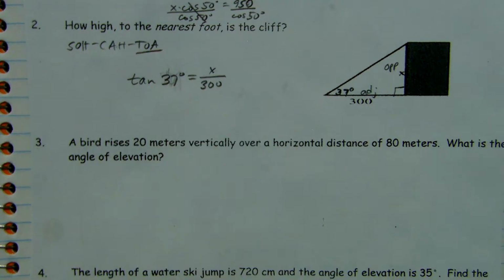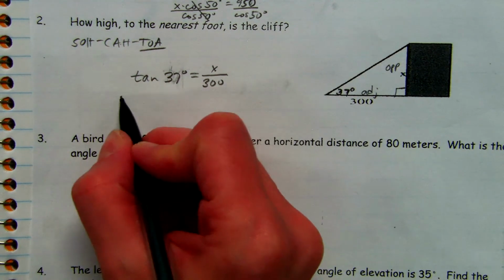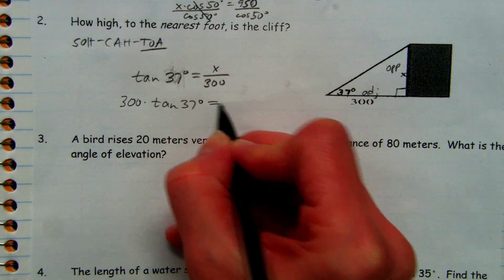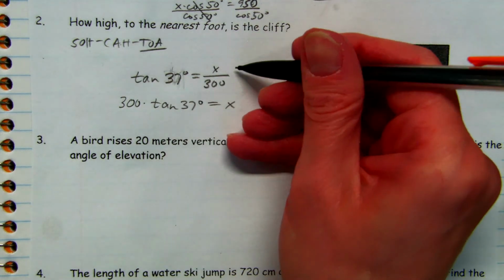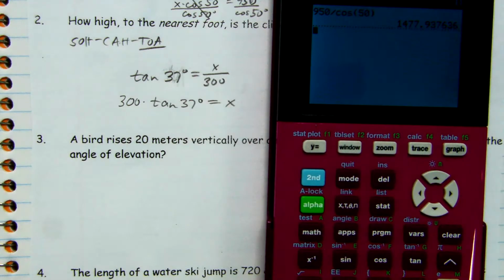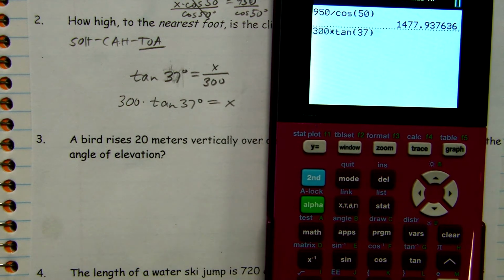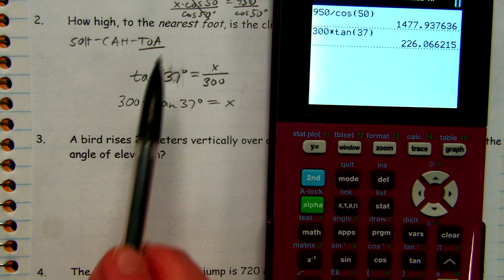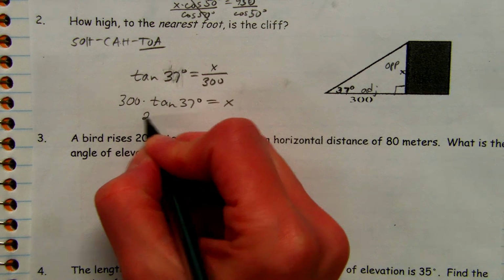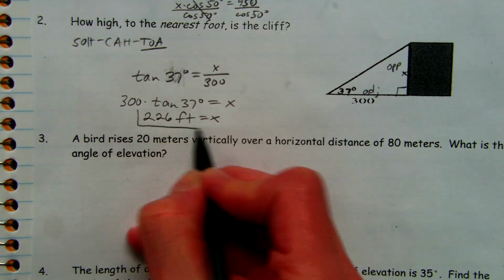So if we are going to solve that for x, what would I need to do? Multiply by 300. So I'm going to have 300 times tangent of 37 degrees equals x. And technically you're multiplying this side by 300 too, which makes the 300s cancel. So if we put that into our calculator, 300 times tangent of 37 degrees, we get, and it says to the nearest foot again, so it would be 226 feet. So 226 feet is what we're looking for.